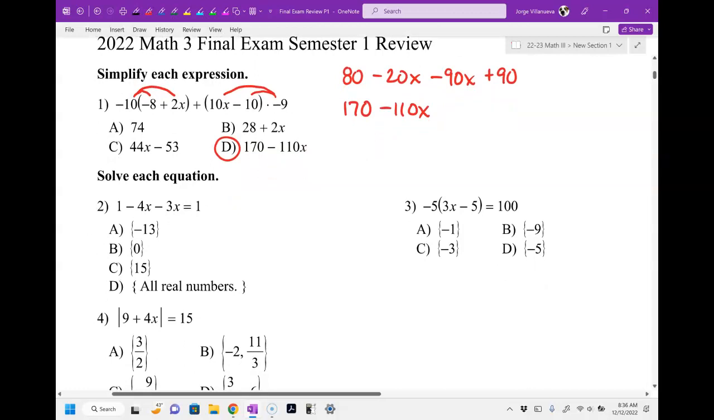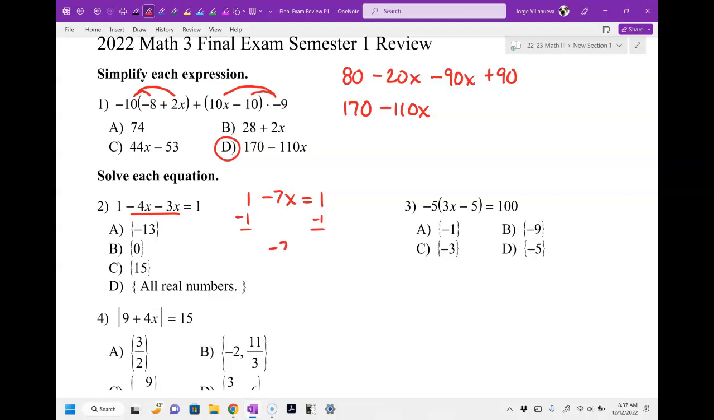Okay. All right, solving this equation here. Now, I noticed that these are like terms right here. So I'm going to rewrite this: 1 minus 7x equals 1. Okay. And if I subtract 1 on both sides, I get -7x equals 0. And if I divide both sides by -7, I get x equals 0. So my answer is B.